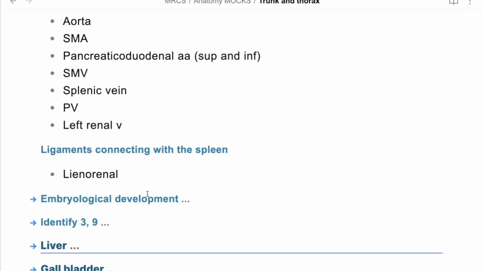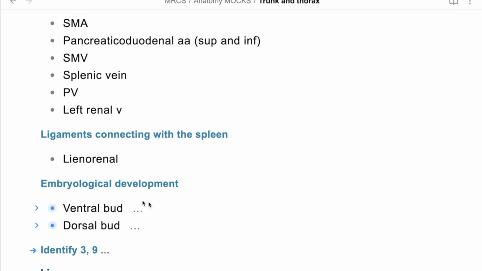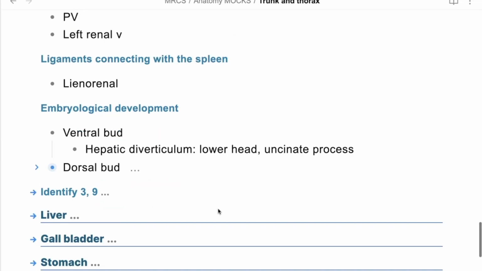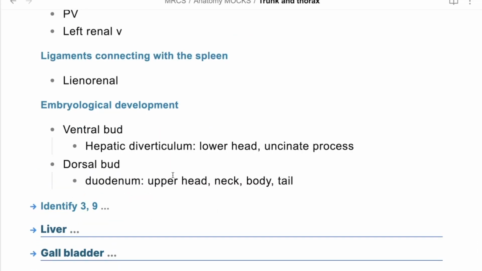So I think we literally said it before. It's basically the ventral bud, which will form, and the dorsal part from the dorsal aspect of the duodenum. And that will form this, and that will form this, and we know how the ducts will form.